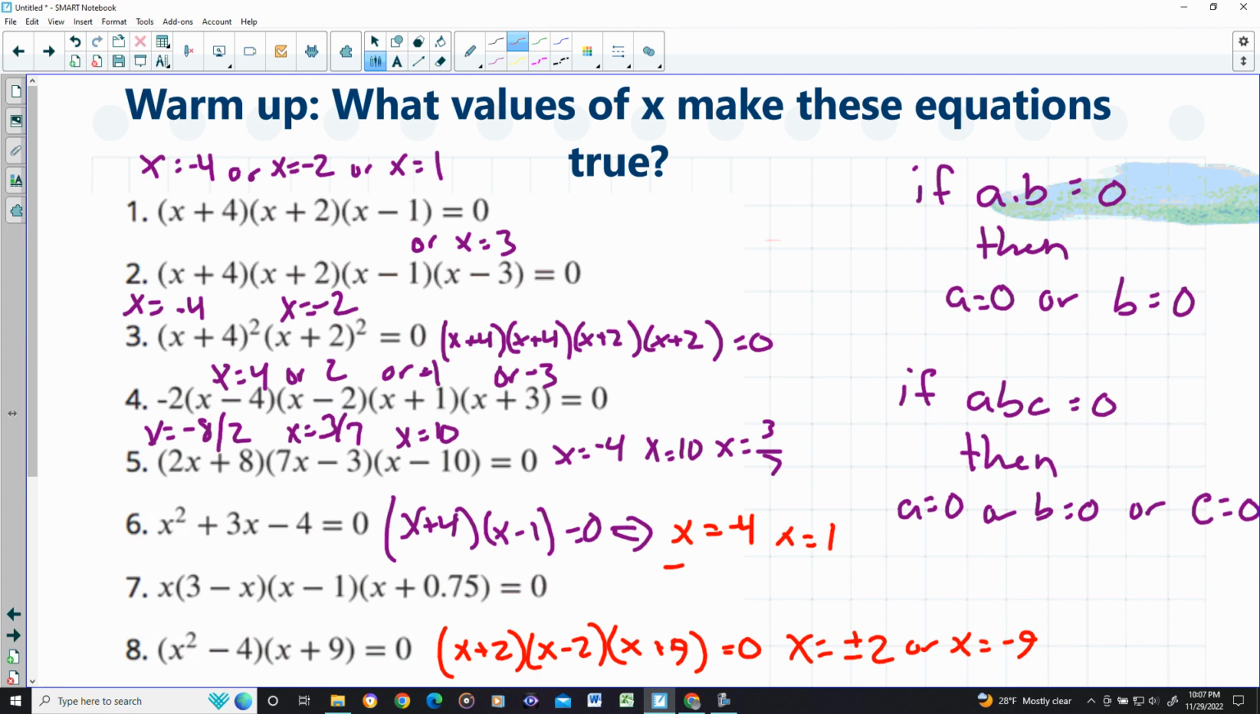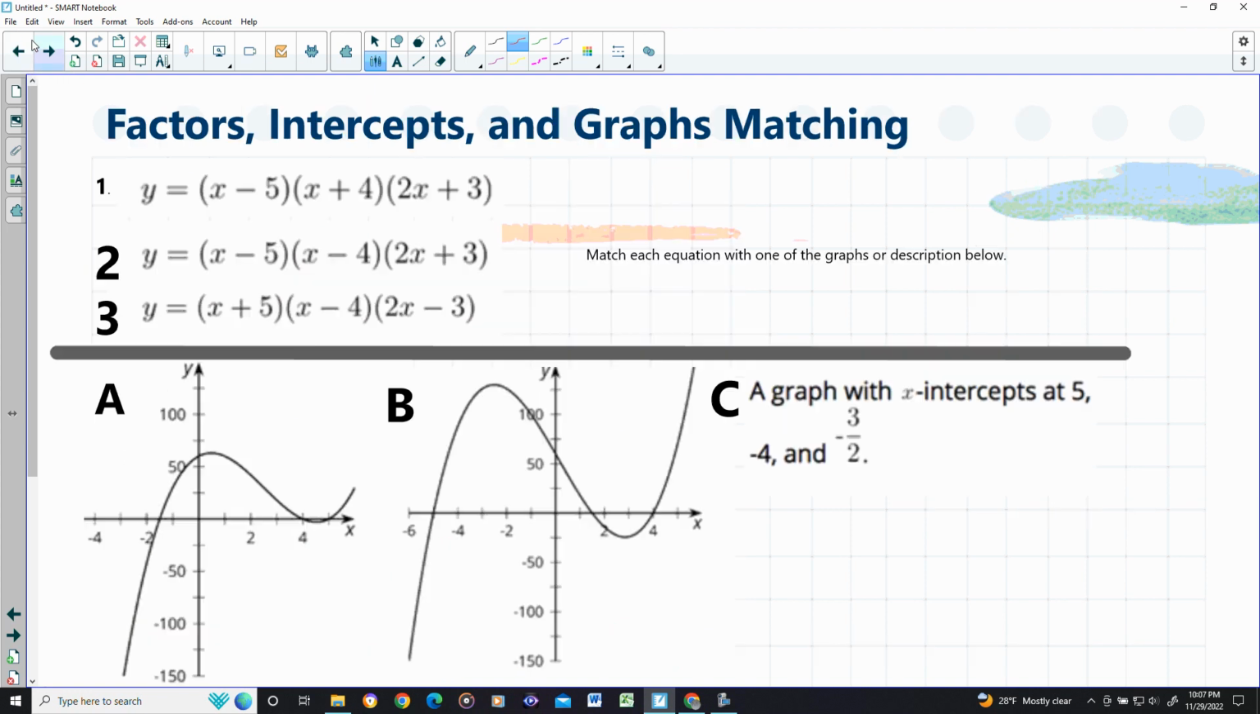Okay. So as you see, the zero product property works just the same way with whatever kind of polynomial you have to deal with, right? So graphing them is going to be exactly the same. Those solutions, when we dealt with parabolas, became x-intercepts. Same thing's going to happen here, right? And so if I look at, okay, we've got 1, 2, 3, we've got A, B, C. Can we match them up?